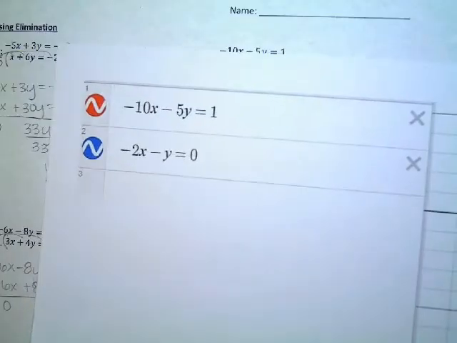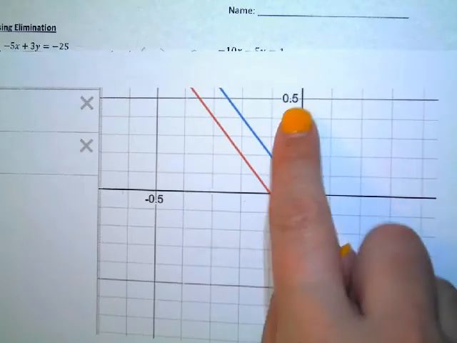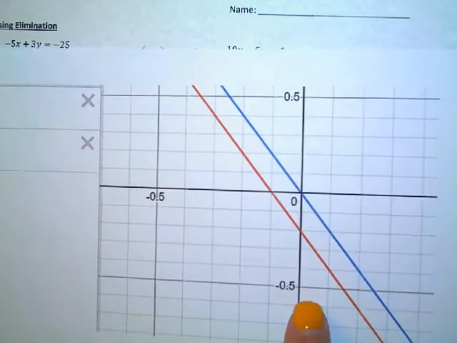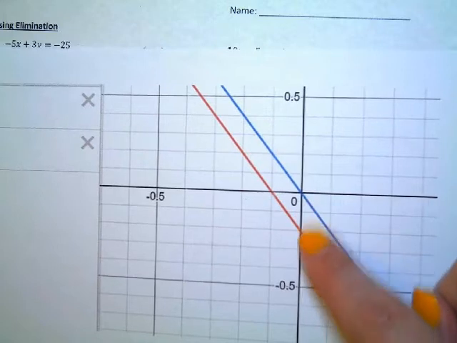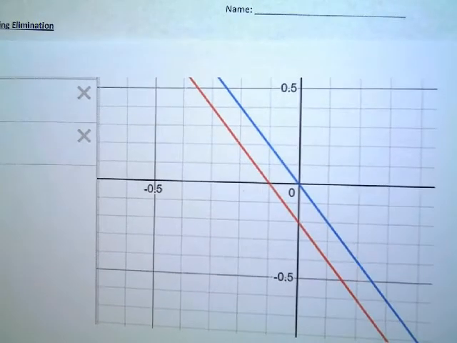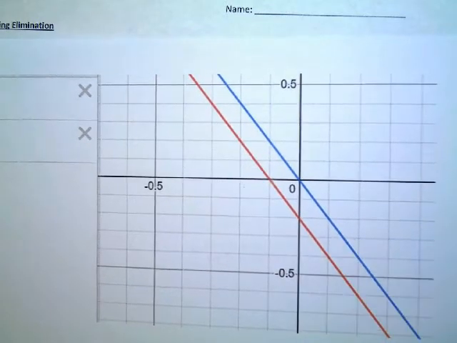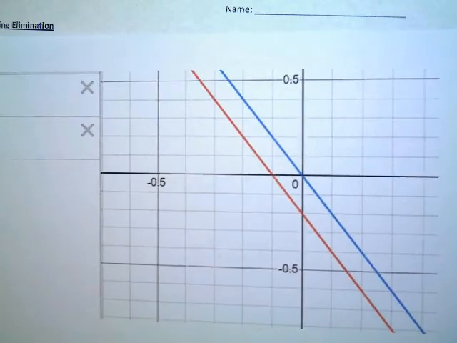All right, so I graphed these two. I got a red and a blue line this time. And if you guys can see, this is 0.5, 0.5, 0.5. These two lines are very close together. I had to really zoom in so that we could see that these two lines are parallel. They do not cross ever. They are not on top of each other. There's no solution. There's no point where those two lines will intersect.